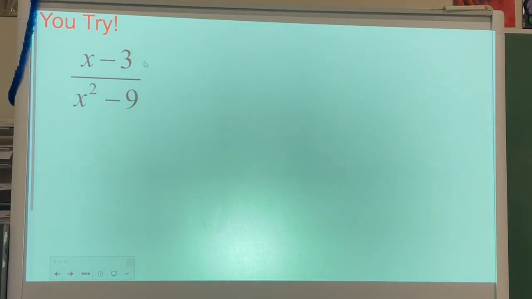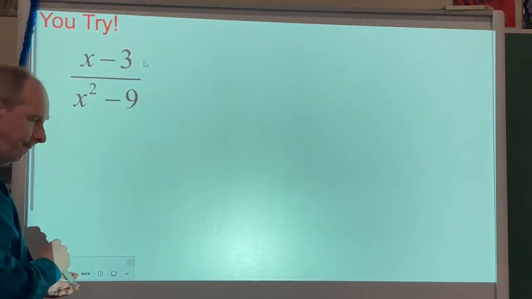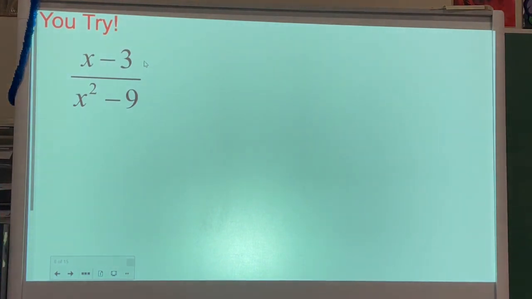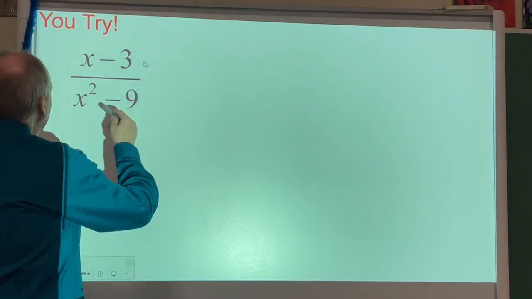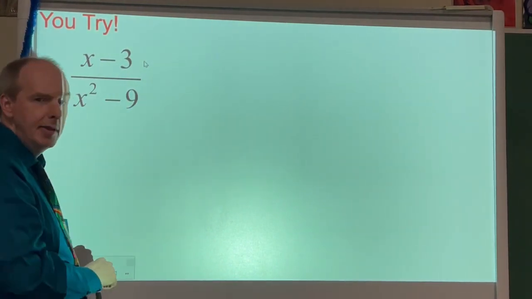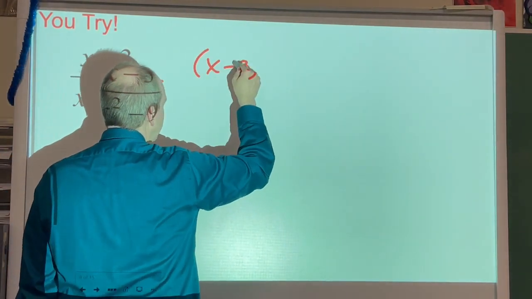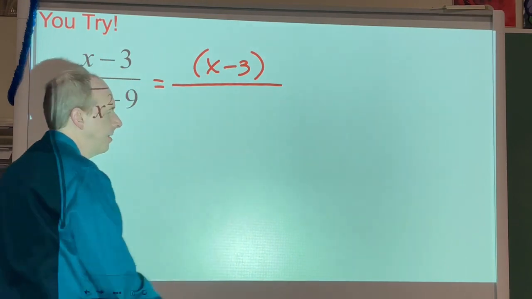How about you take a minute, you try, pause your video, but see if you can factor and cancel anything. Then when you're ready, unpause it, check your work. Welcome back. Looking at the top, x minus 3, there's nothing they have in common. There's no square. We cannot factor the top in any way. We'll simply say x minus 3.